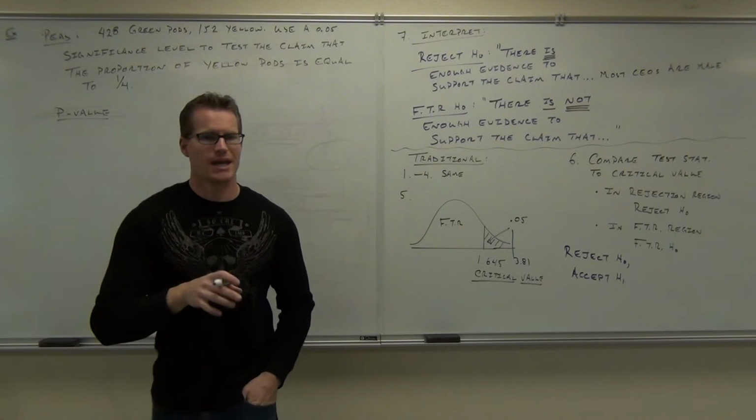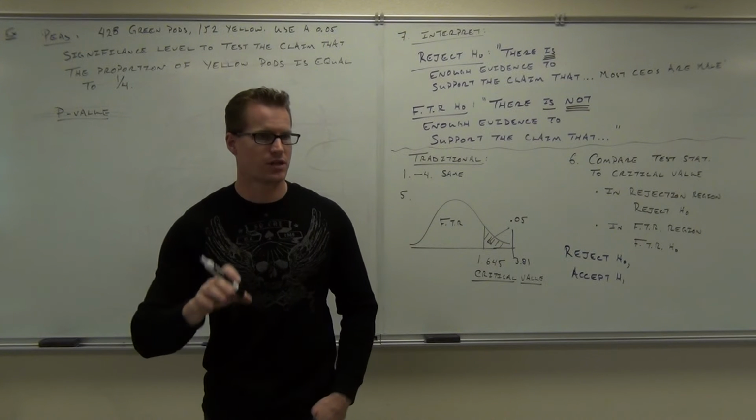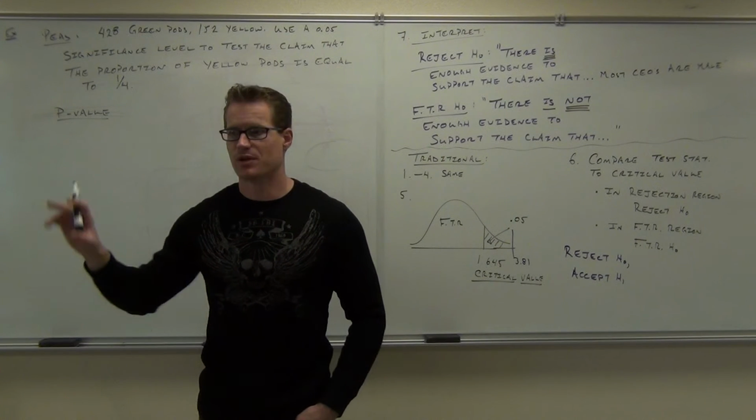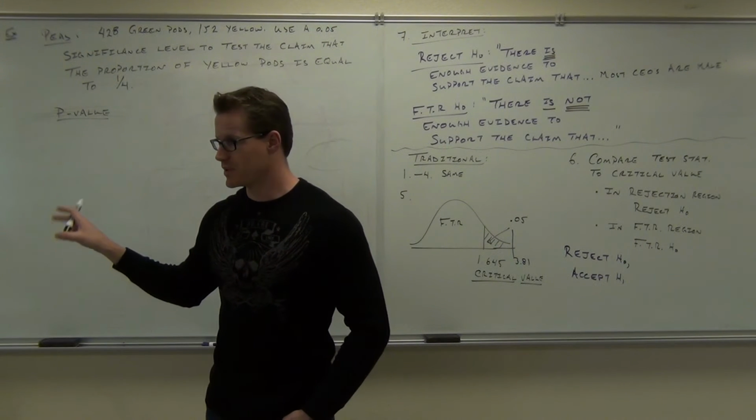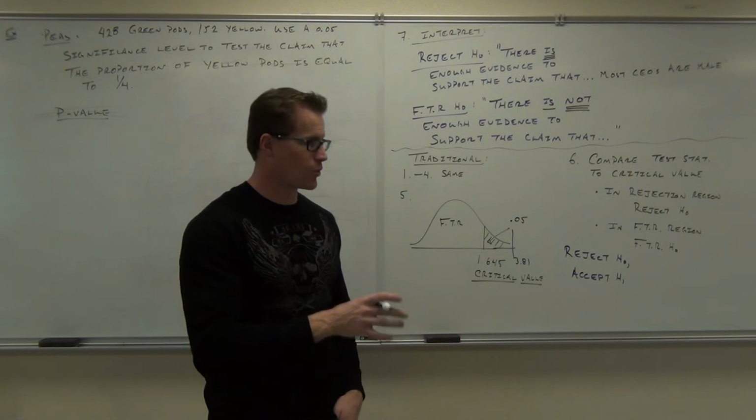The only thing we're going to do today in class is the claim, the opposite, determine which one's h sub 0, h sub 1, and do the significance level. Your homework is going to be to finish that problem, okay, with the p-value and traditional. I want to see both on that. You got it? That's going to be your homework tonight.